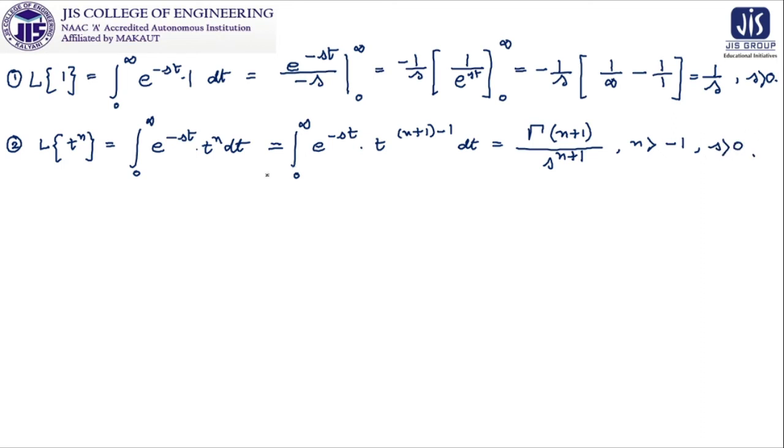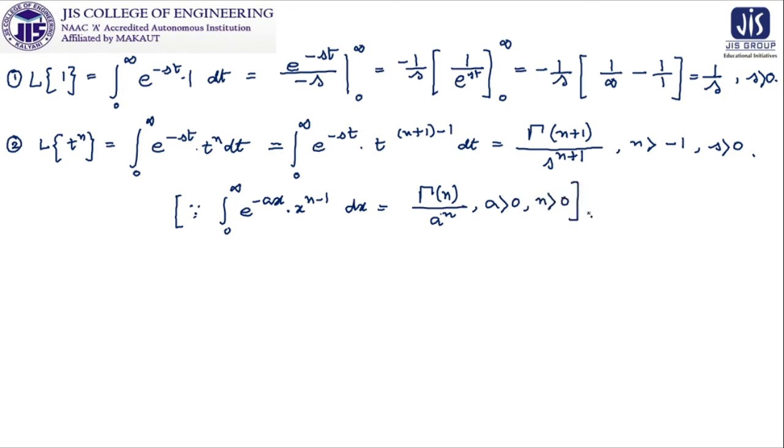Just for your reference we can mention it, as we know integral from 0 to infinity e to the power minus ax x to the power (n minus 1) dx is equal to gamma(n) by a to the power n, where a is greater than 0 and n is greater than 0. Applying this concept over here, we got the result of this second property of Laplace transform.